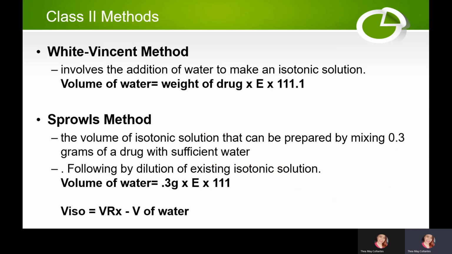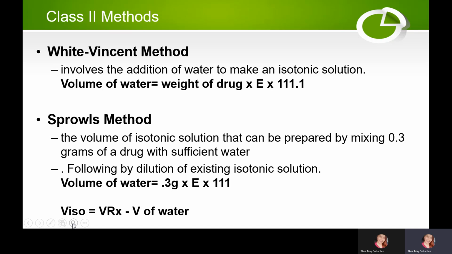And next, you will have your class 2 methods. Guys, your class 2 is not that complicated. Why is it? Because you'll just have the formula here, and everything is okay. So the moment that you derive the volume of your water, you will just subtract the volume of your pure water from the needed isotonic solution amount, and that's the amount of isotonic solution that you will be using. Again, for class 2 methods, what we are doing is diluting the drug in water in order for them to become isotonic.